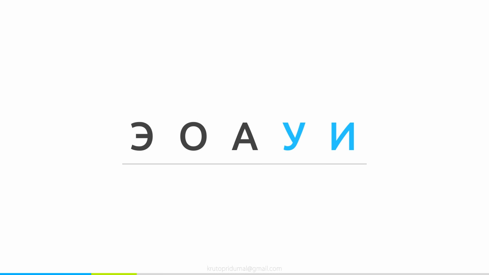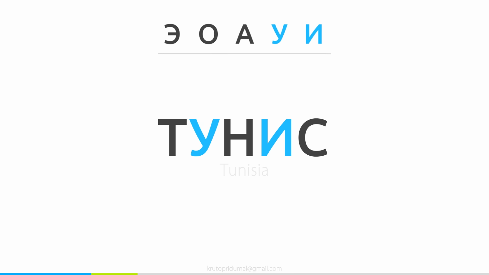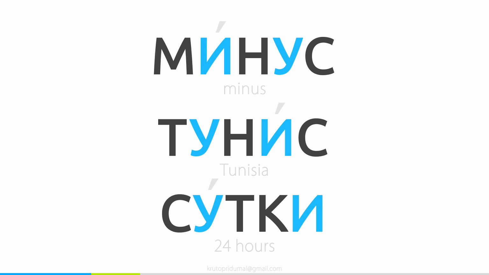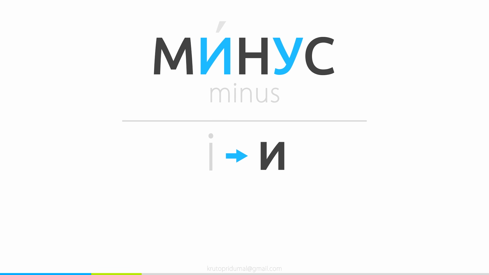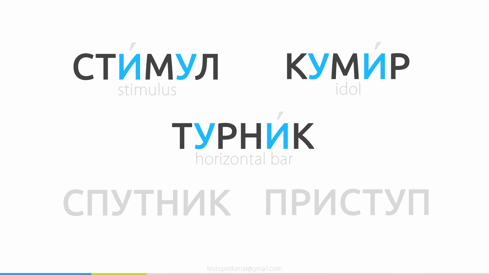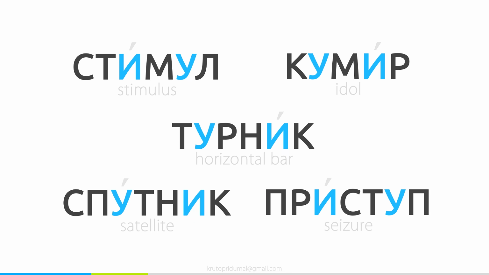It's U and I. Like in Tunis, sutki, minus. Whenever we borrow words, the letter I becomes I, usually, and U becomes U. So minus sounds like minus. Here's some more words with them. Stimul, кумир, турник, спутник, приступ.